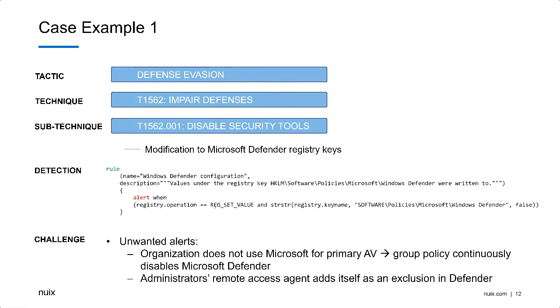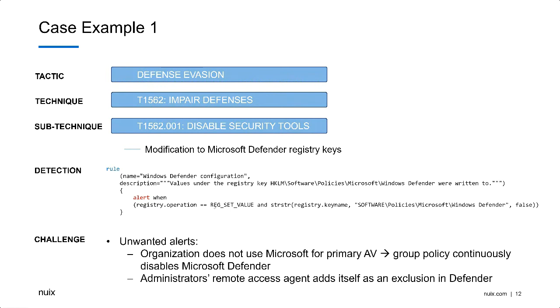So the sub-technique that we're interested in here is disabling security tools, and the precise example is a modification to Microsoft Defender, what used to be called Windows Defender, by changing keys in the registry. So changing the registry would allow us to disable Microsoft Defender. So the real-time detection that Nuix does is it says, okay, I'm going to alert, and I'm looking at the detection text in the middle of the slide here.